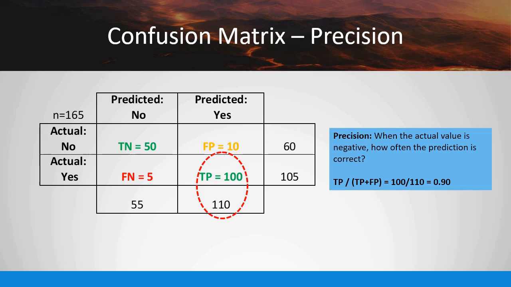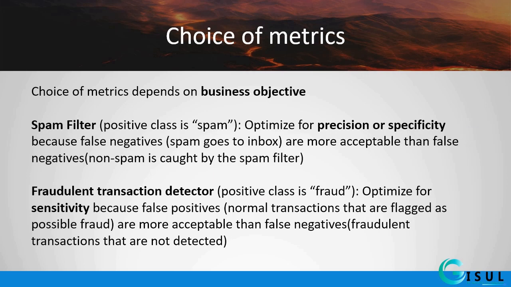The choice of metric ultimately depends on your business objective, and the easiest way for me to explain this is through two examples. In the first example, we are building a spam filter in which an observation represents an email and the positive class is spam. In this case, most people would say that false negatives in which spam goes to the inbox are more acceptable than false positives in which non-spam is caught by the spam filter.